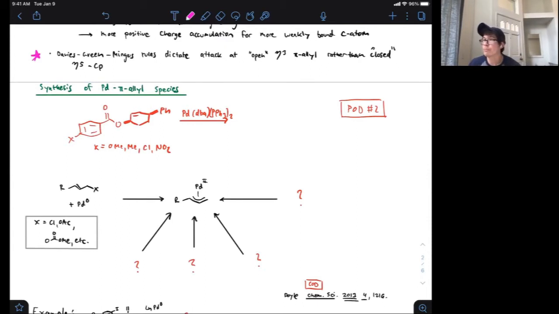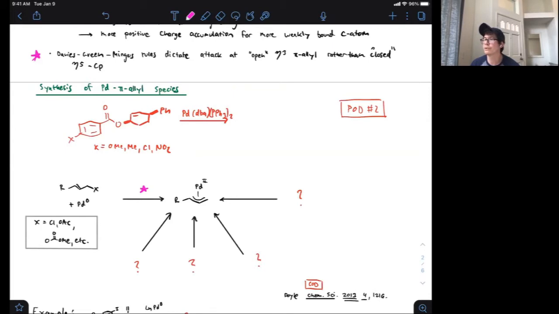Okay, let's jump into problem of the day number 2 then, which focuses on how to generate metal allyls in the first place. And the most common way is through oxidative addition of an allyl leaving group substrate. And so based on what we've covered before in oxidative addition, we've got a poll queued up.